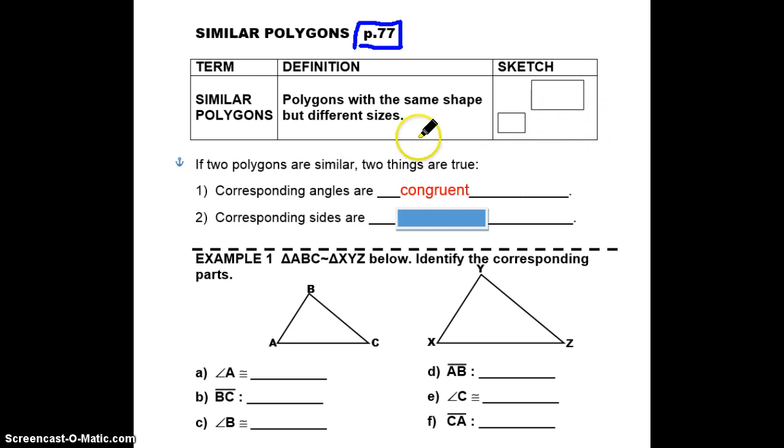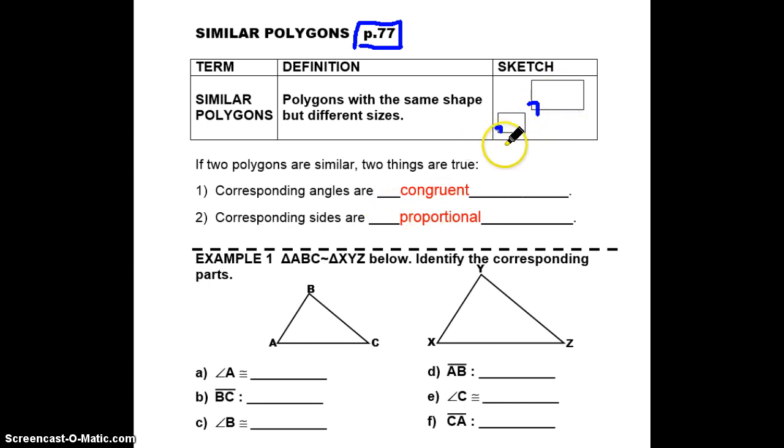So similar polygons are polygons with the same shape but different sizes. And what we mean by that is simply that they're going to have corresponding angles that are congruent, and they're going to have corresponding sides that are proportional. So let me go up here and let's mark this figure to match that. If these are both rectangles, well then clearly those angles that correspond, see if those two match up, are going to be equal to each other, and their sides are proportional.